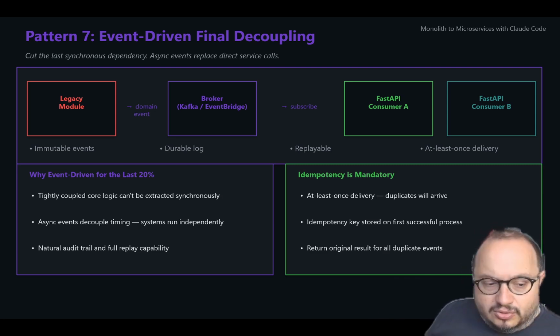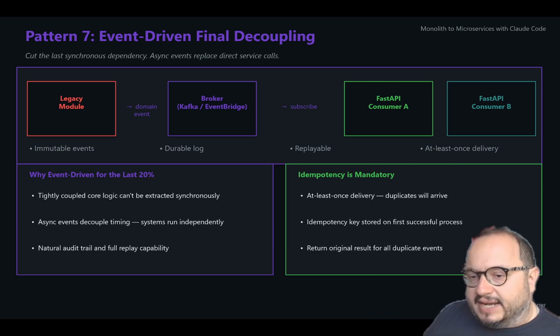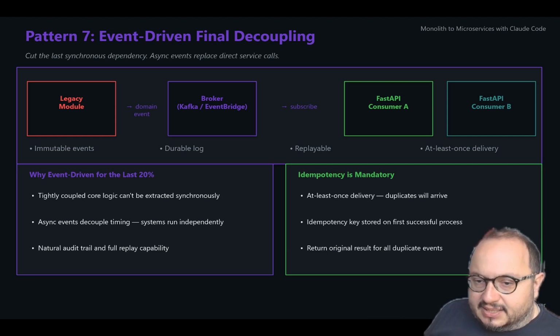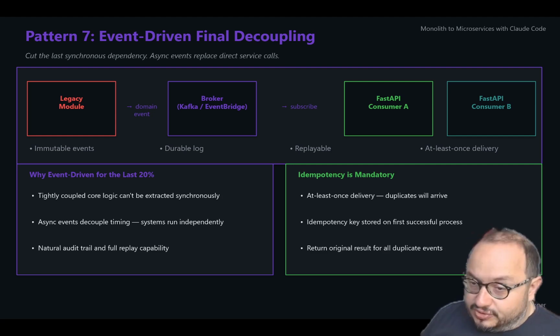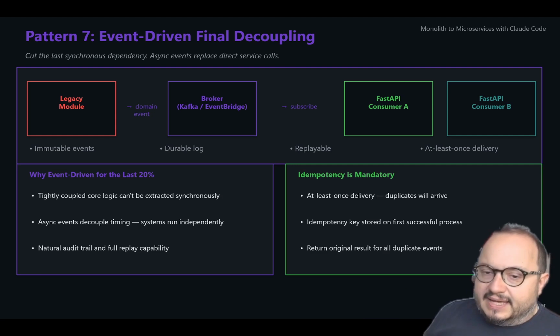This is also how you achieve the full Strangler Fig completion. The monolith stops handling business logic and starts handling only events it still owns. One by one, you migrate those event producers to FastAPI services. When the last event producer is migrated, the monolith has nothing left to do.